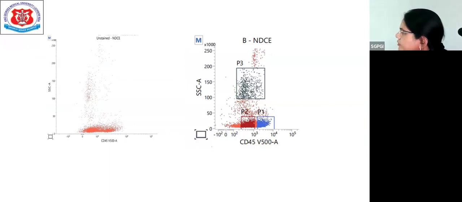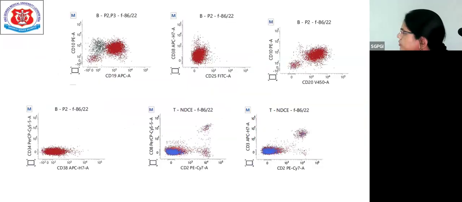But here on the 45 versus side scatter, we got two populations of cells. One is bright 45, one is almost approaching this area, slightly moderate to dimmer. We have gated both the populations separately. So CD10 is bright, 19 is bright. These are the granulocytes which act as the internal control for CD10.